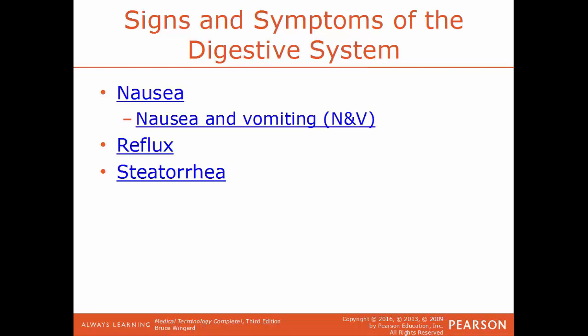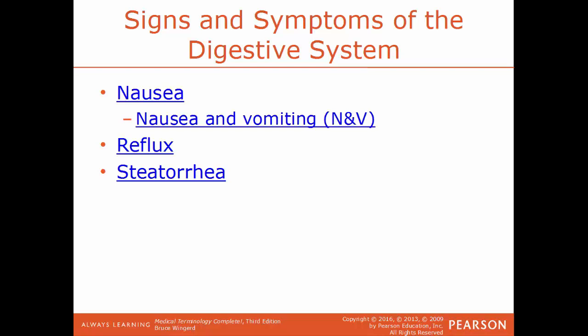nausea and vomiting. Not only will you have the inclination that you're going to vomit, but you actually do vomit, which is the expelling of undigested food through the mouth. Our next term, reflux. This is the backward flow of material from the stomach back up to the esophagus. A common example of that would be gastric reflux or heartburn. The material should be moving forward, not backwards.